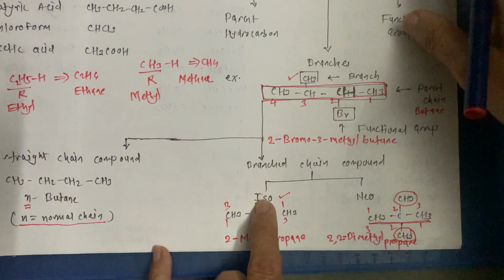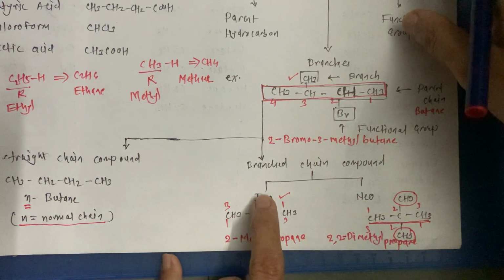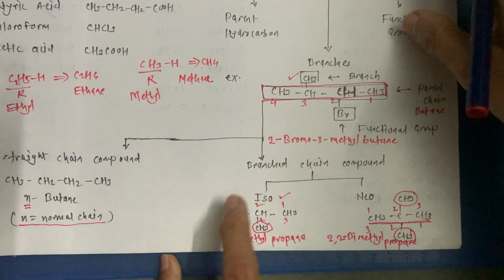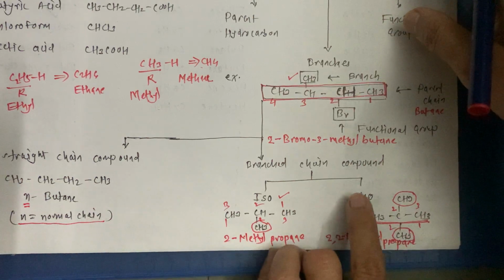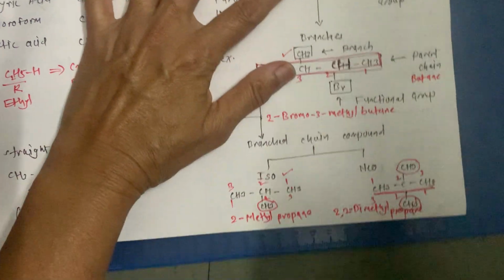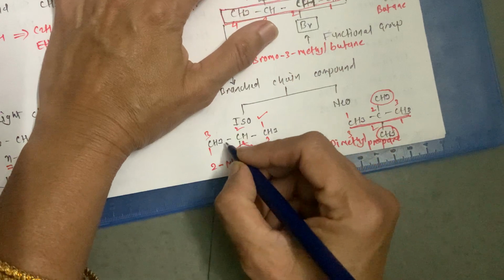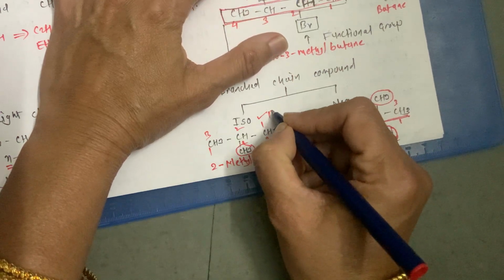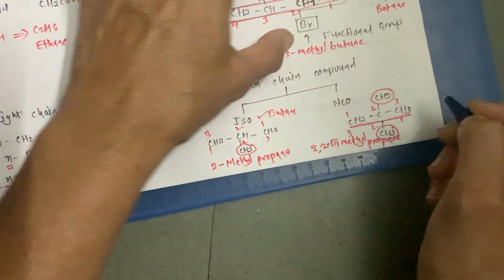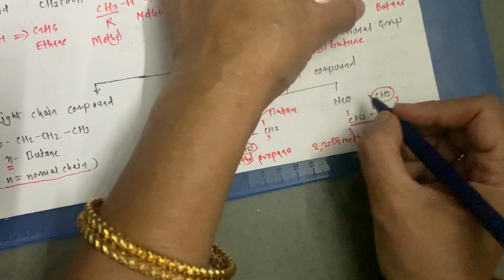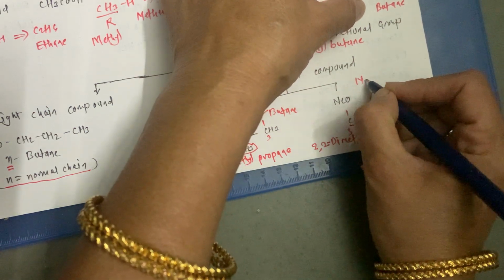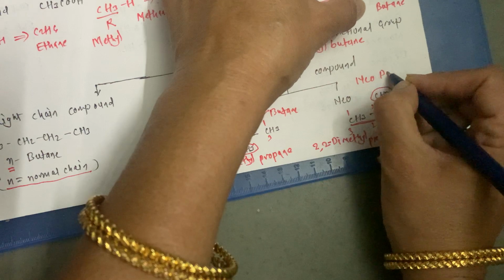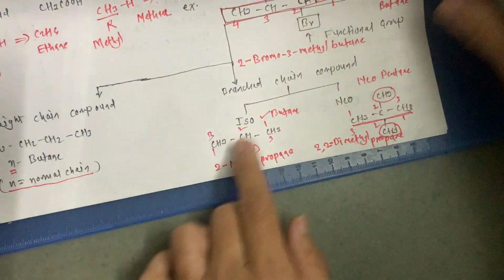So iso, when you are going to say this is isobutane, then that is the common name, or the neopentane, that is the common name. See here, 1 2 3 4, so we can write it as isobutane also. 1 2 3 4 5, so we can write it as a neopentane also. Okay, neopentane, but these are common names.